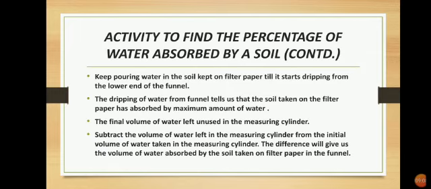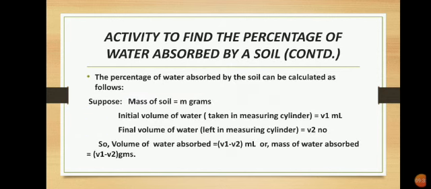Then subtract the volume of water left in the measuring cylinder from the initial volume of water, that is 40 minus 20. So what will this difference give? This difference will give us the volume of water absorbed by the soil taken on filter paper in the funnel. Now the calculation comes.